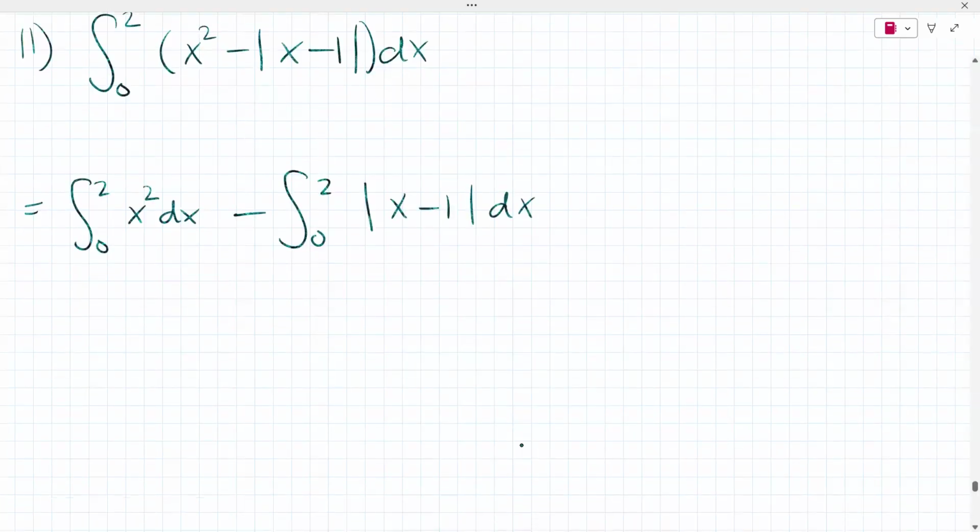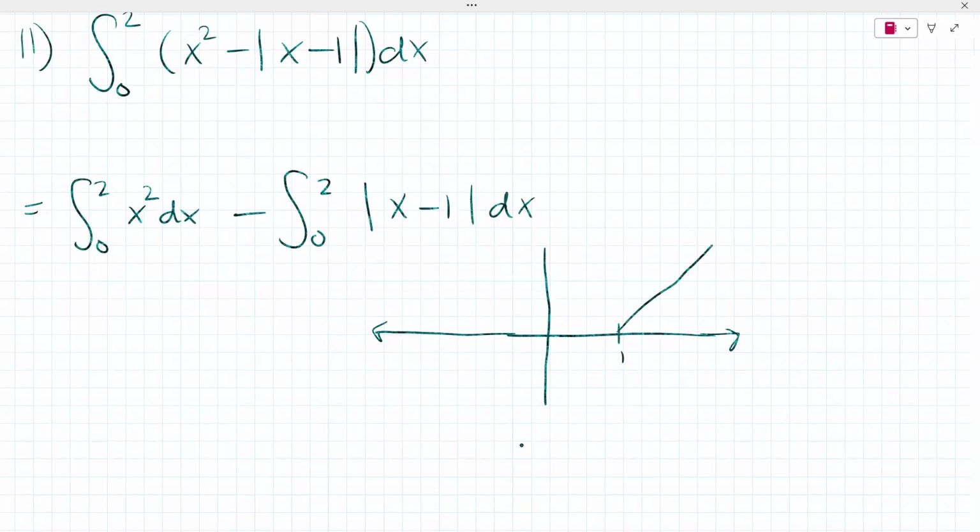This absolute value is really confusing. What you could do is draw it a bit. Maybe that would help. So what does the absolute value of x minus 1 look like? It's an absolute value graph, but it has a horizontal shift of 1 unit to the right. So it should look something like this. Here's 1. And we're only going from 0 to 2. So it's going to be in this area. And let's pretend this is 2. Okay.